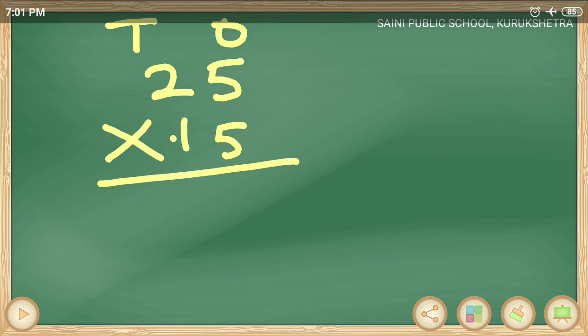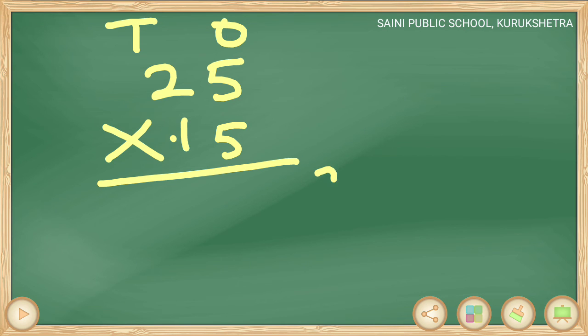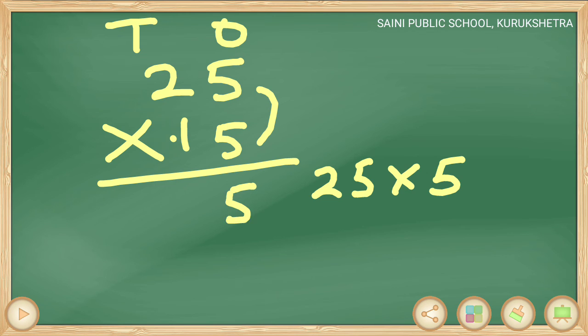Now again in the same way we will multiply 25 by 5. First of all we will multiply 25 by 5. So start doing multiplication. 5 into 5, 5 5s are 25. So here 5, and 2 will be added to the tens place. Now here 2 tens into 5, 5 2s are 10. 10 plus 2 is 12. So here the answer is 125.